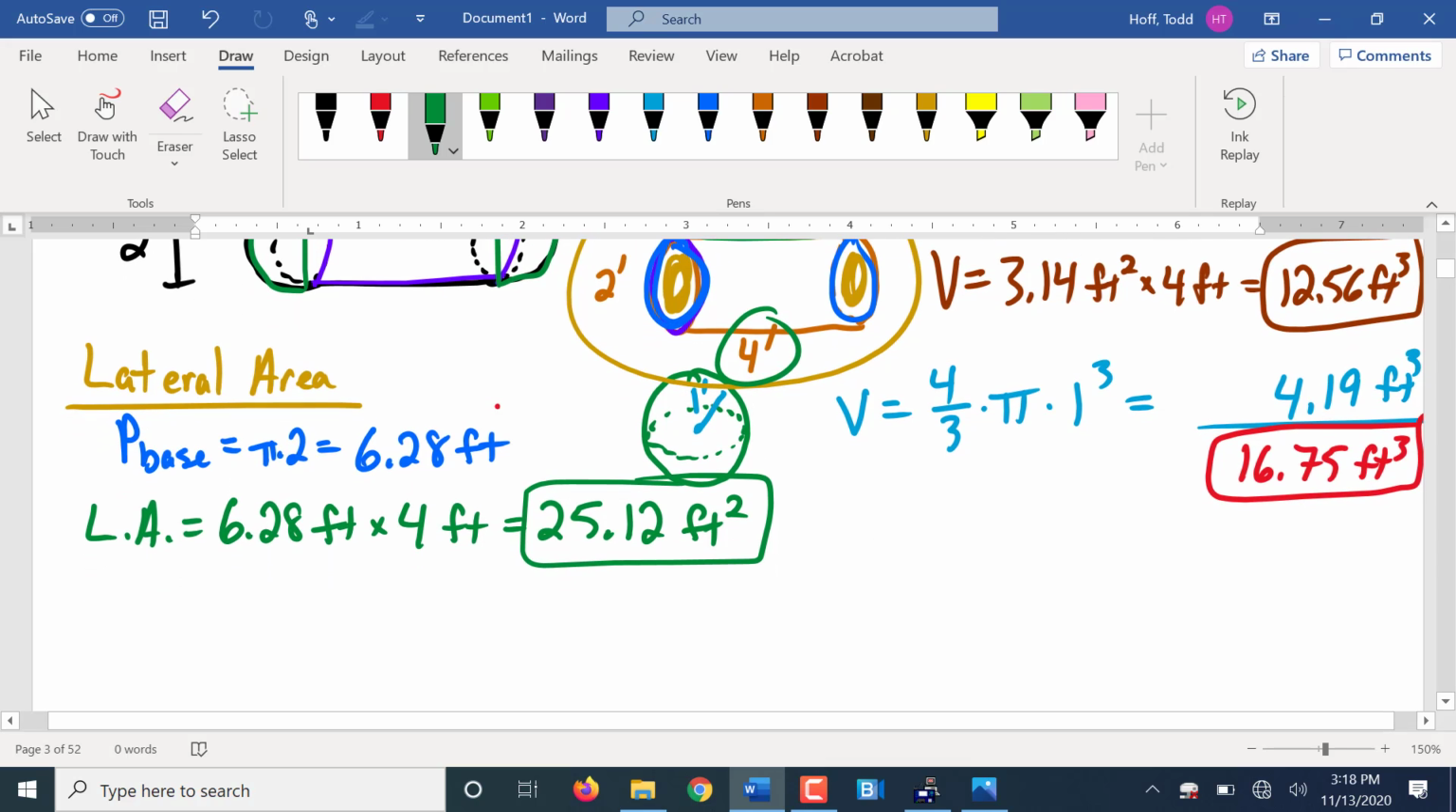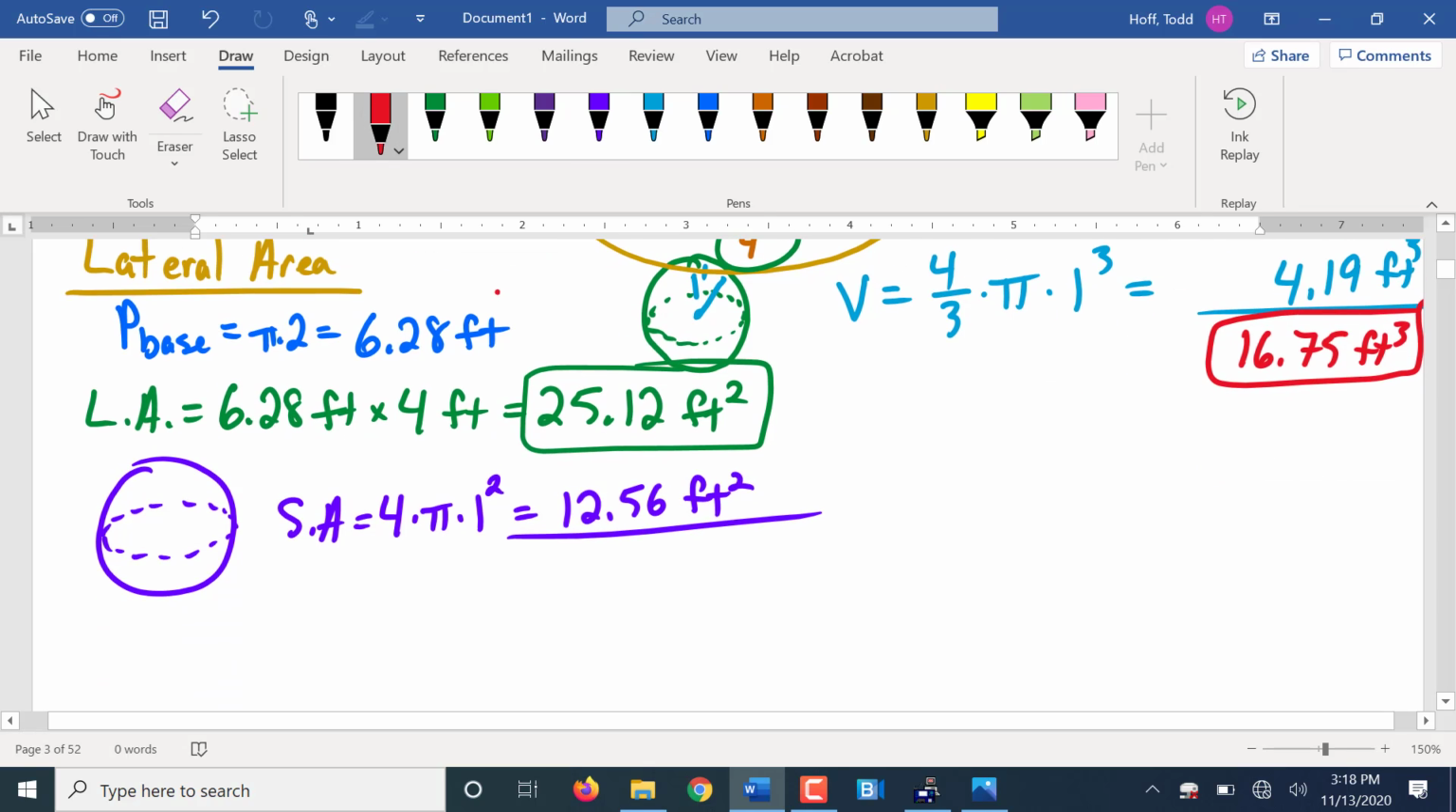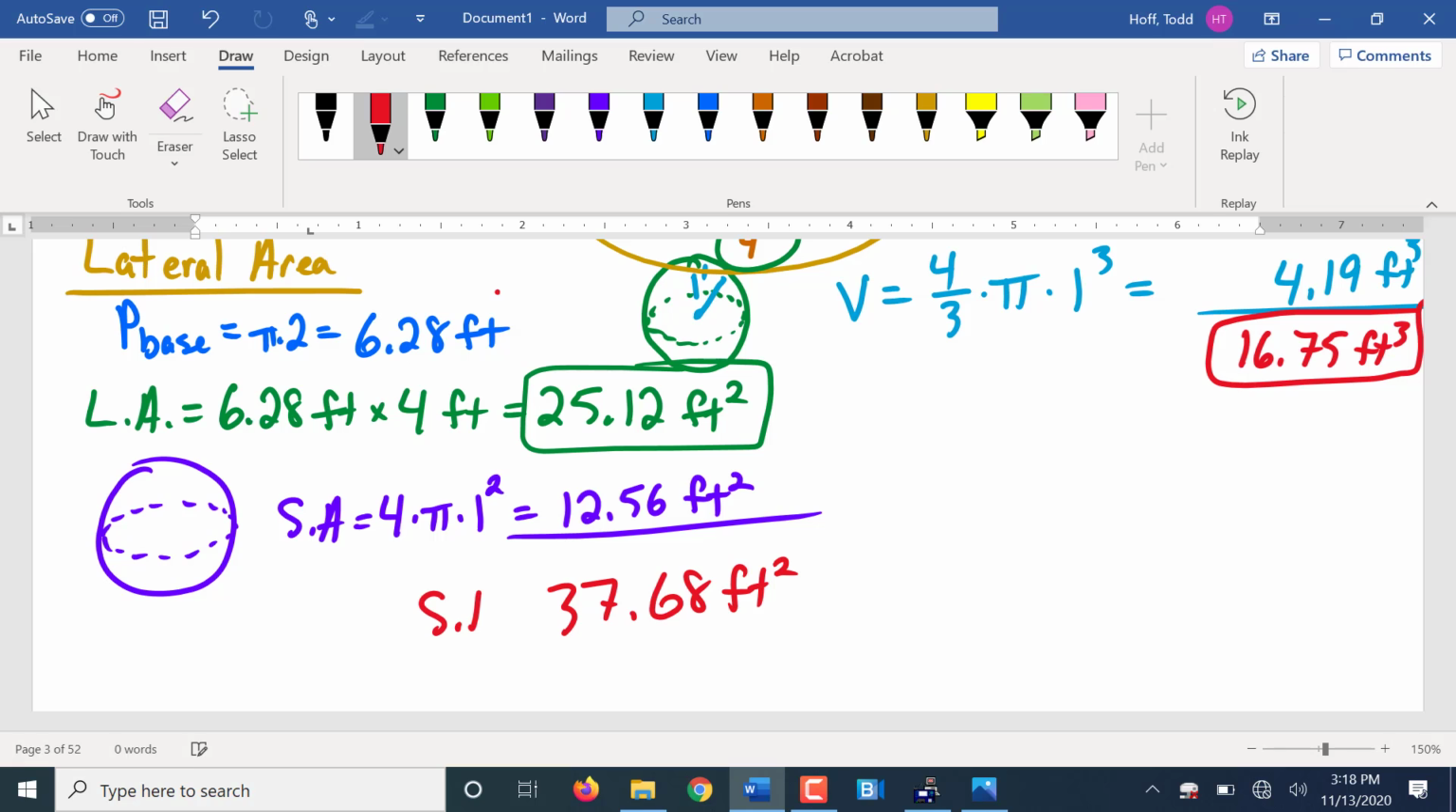Now I need the surface area of the sphere. How do I find the surface area of that sphere? It's 4 times pi times radius squared. The radius here is 1, so 4 times pi times 1 squared is 12.56. Good. So that adds up to 37.68 square feet. So that's our total surface area of those two put together.